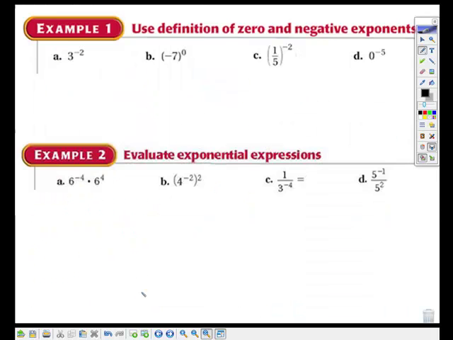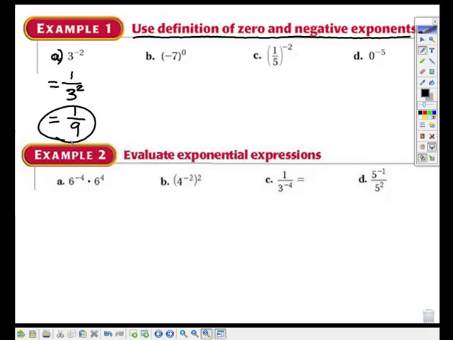Alright, the rest of your notes template is examples, and for example 1, they want you to use the definition of zero and negative exponents to simplify these. If we look at how to do A right now, 3 to the negative 2 power, we're going to change that so it's a positive power. Right now it's 3/1, and if we make that the reciprocal, it's going to become 1/3. So it's 1/3 to the 2nd power now, and now the power is positive, and that's going to equal 1 over 9 when we simplify it to the simplest form.